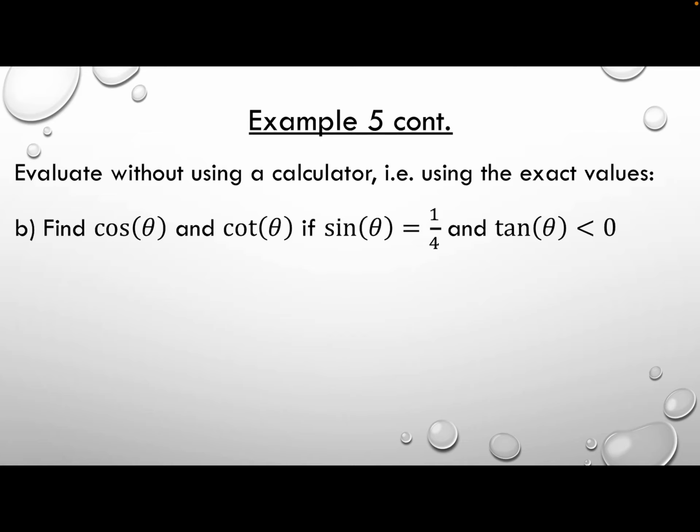So part B, I want you to do on your own. You're going to determine which quadrant you're in first, and then from there determine what your cosine and cotangent are equal to, respectively.